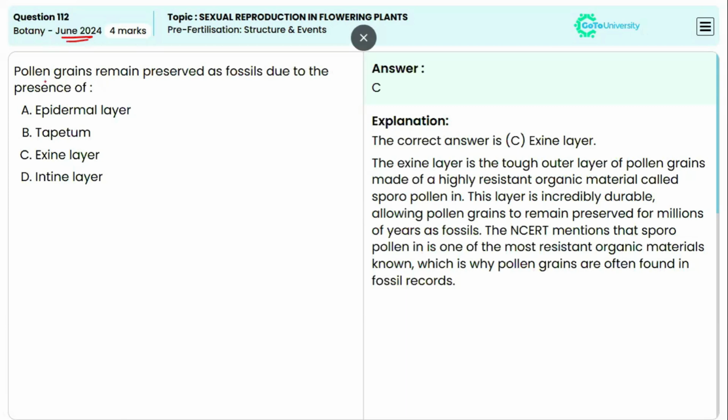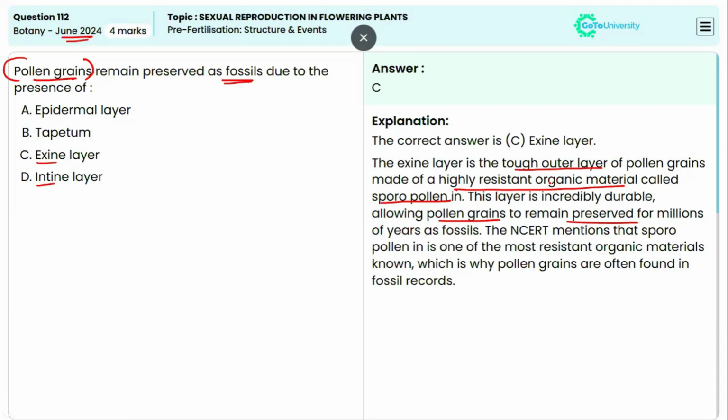The question is, the pollen grains remain preserved as fossils due to presence of what? So we have discussed the structural layers of pollen grains in the previous slides, and it consists of exine layer as well as intine layer. And the exine layer is a tough, outer layer of pollen grains, which is made up of highly resistant organic material called sporopollenin. And this layer is incredibly durable, allowing the pollen grains to remain preserved for millions of years as fossils.